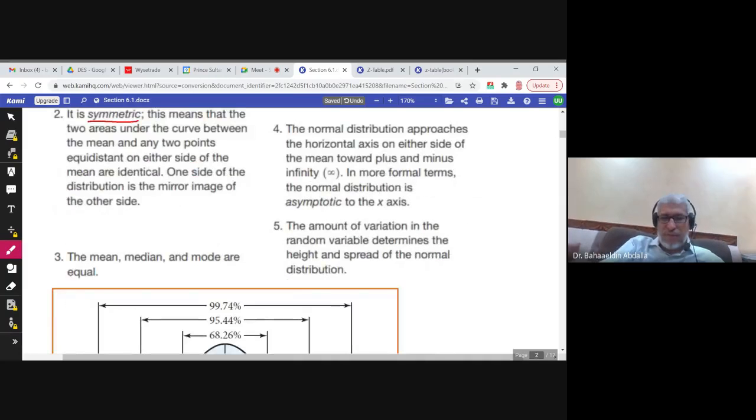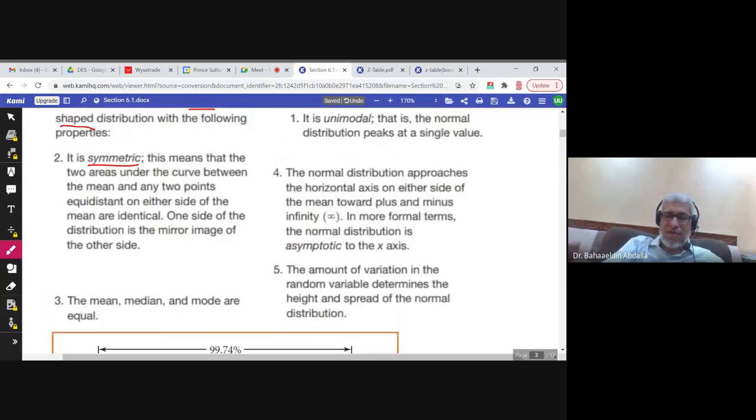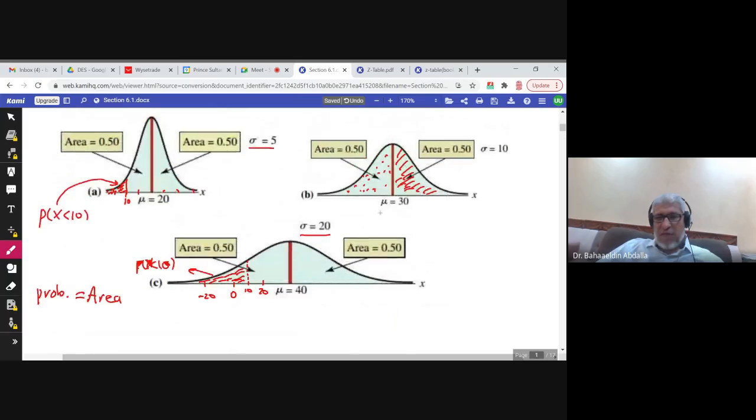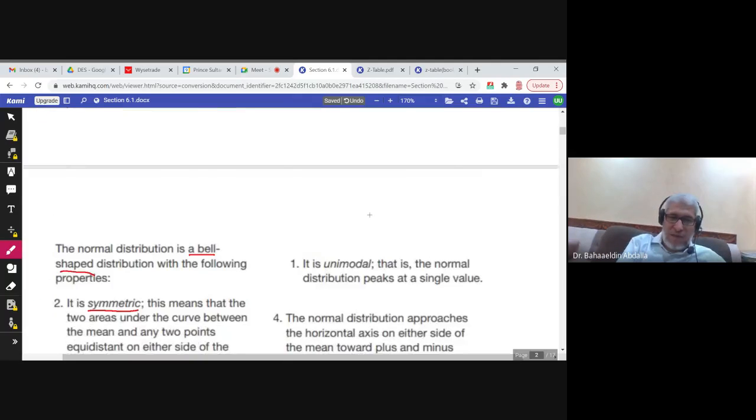Also, the mean, median, and mode are all the same. So the mean is 30, the median is also 30, and the mode is also 30. All of them are here in the middle. The mode is the most frequent, and the median is also here in the middle. So for a bell-shaped distribution, mean, median, and mode are equal.